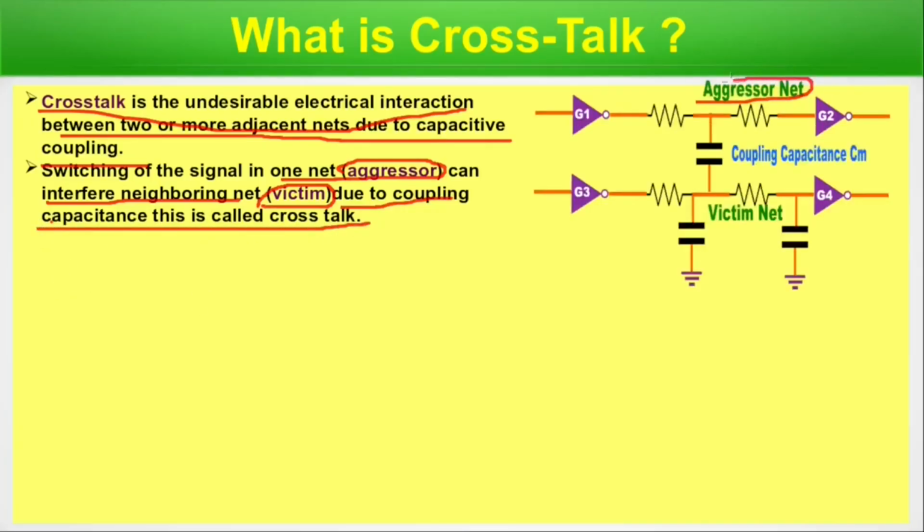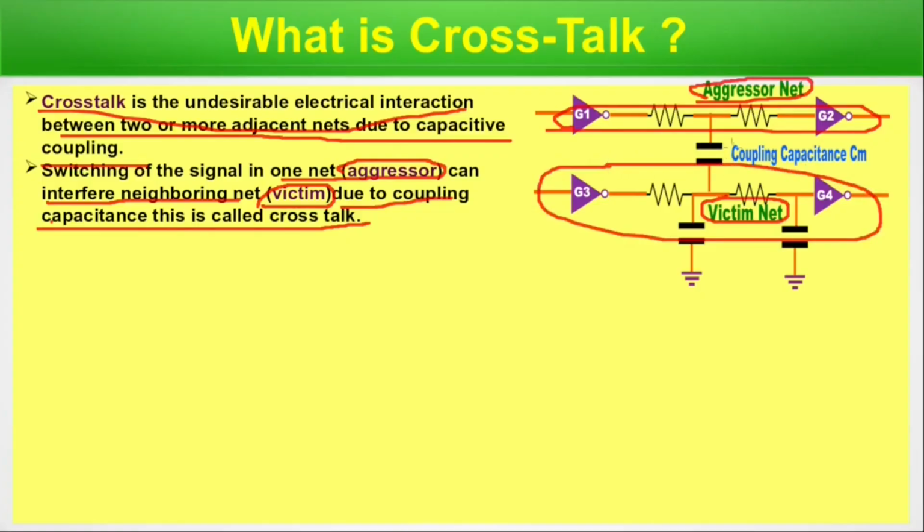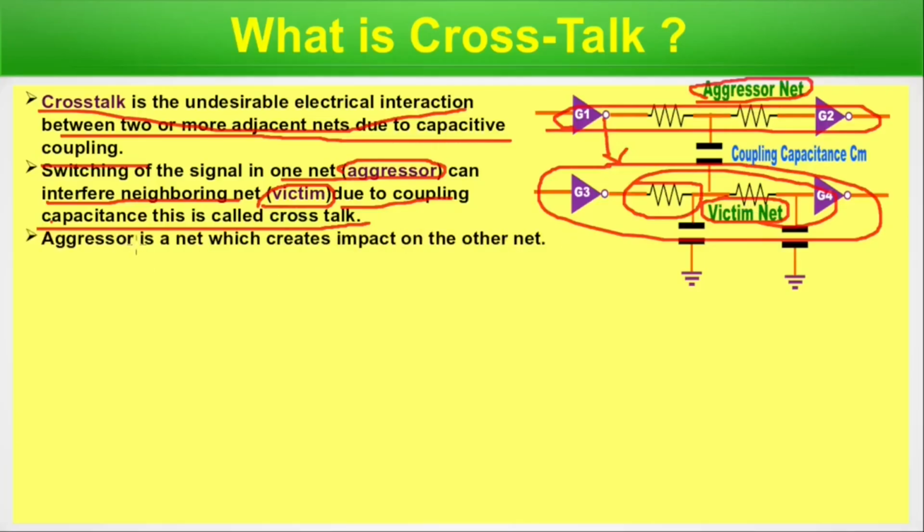This one is aggressor net and this is victim net. Switching is happening in this net, and due to the coupling between these two nets, the logic state of this net is changed. So this is aggressor net and this is victim net. Aggressor is a net which creates impact on the other net. Victim is a net which is impacted by the aggressor.